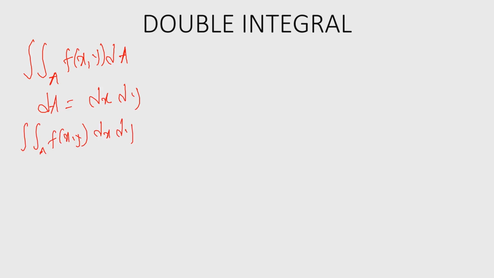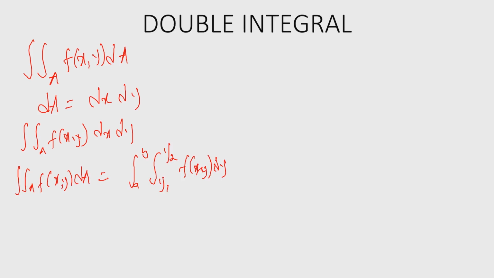Double integral is of this form: f of x comma y dA, where dA is equal to dx dy, which means it can be written in this form. Therefore, the evaluation of the integral f of x comma y dA is equal to the double integral of f of x comma y dy dx. When you have something like this, what does it mean?